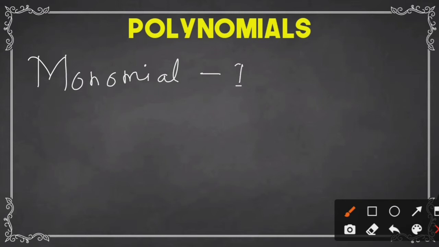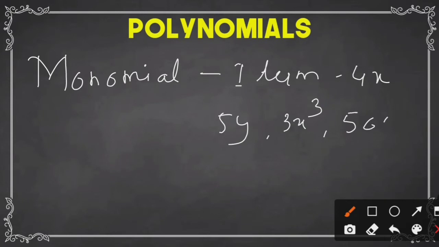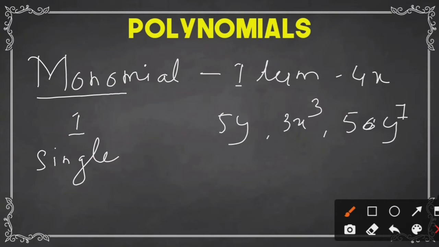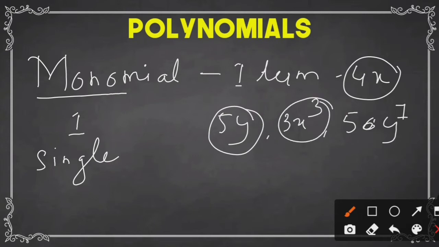A monomial contains only one term. For example, 4x, 5y, 3x to the power 3 and 50y to the power 7. These all are monomials. Mono means one or single. See here, this is one term. So an expression containing only one term is called a monomial.